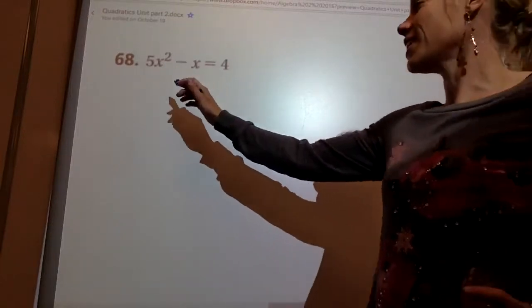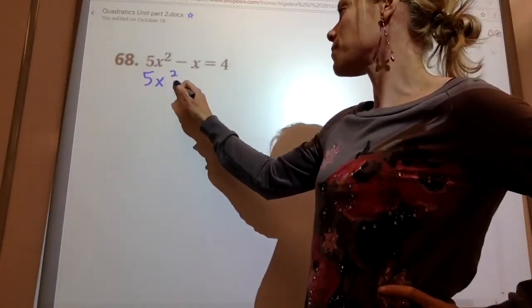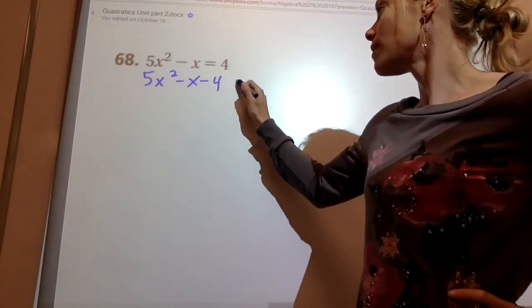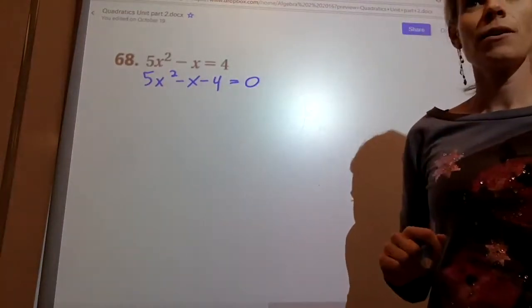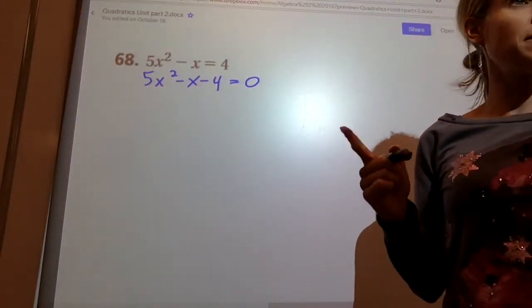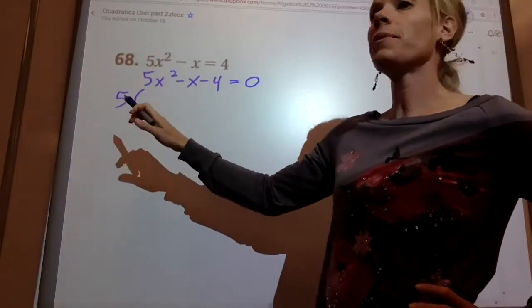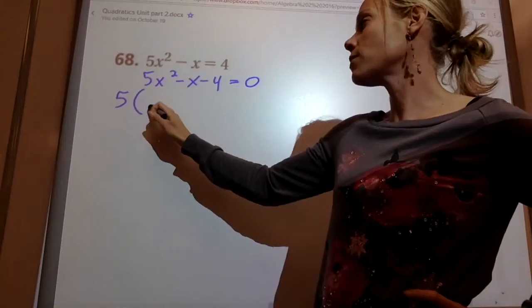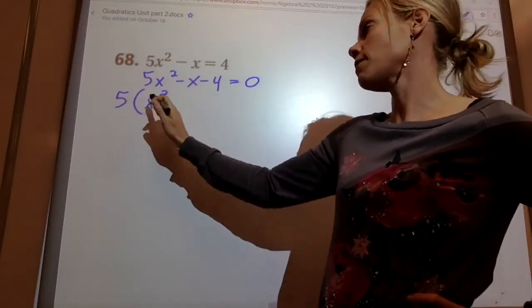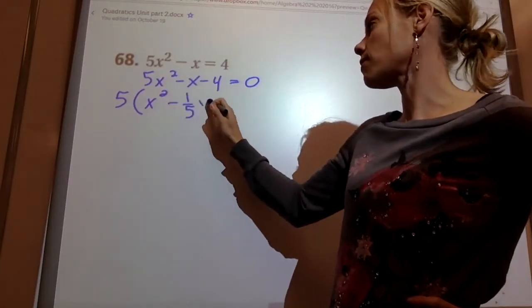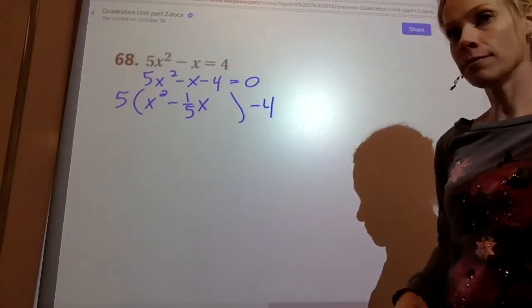All right, when you're doing vertex form, that's literally what I wrote down. But what do I need to factor out? A has to be 1, so what do I factor out? A 5. Good. You do that by dividing. 5 divided by 5 is 1. 1 divided by 5 is going to be 1/5.